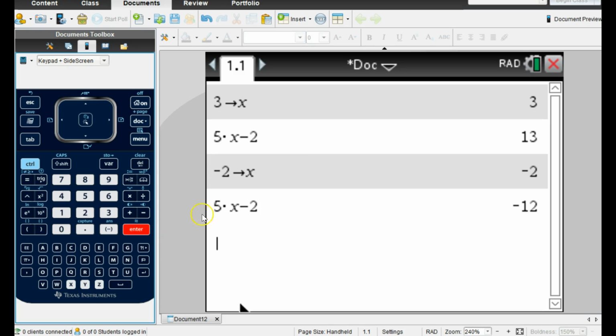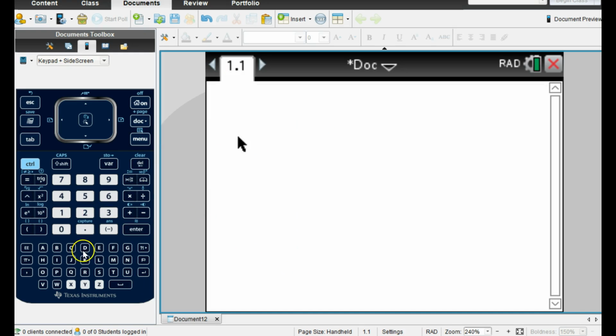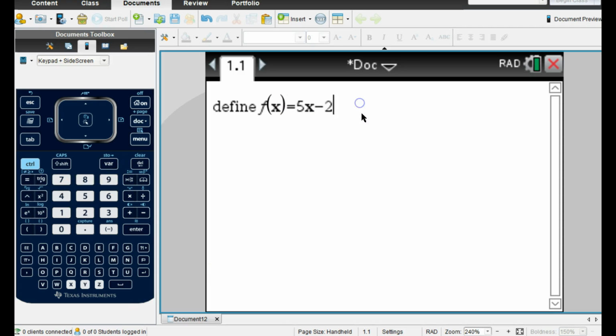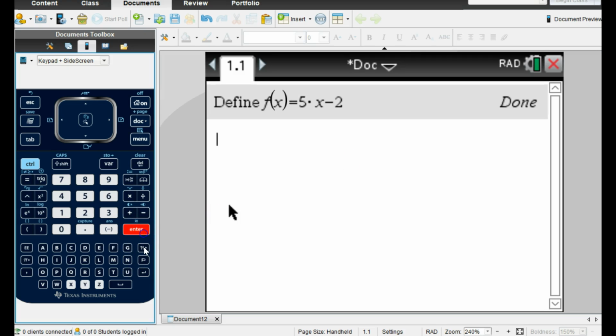So what I can actually do here is I can type in the word define, and I'm going to define f of x as 5x minus 2. F of x equals 5x minus 2. And when I hit enter, nothing happens. It just says, okay, you're done. You did it, right? What does done mean? It means the calculator's now stored this into its memory, right?